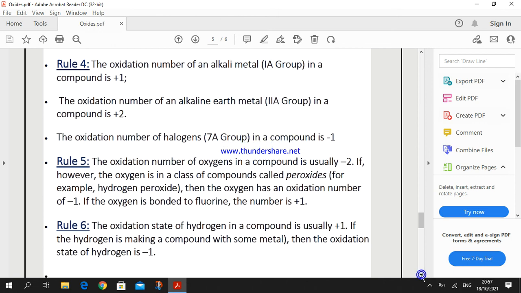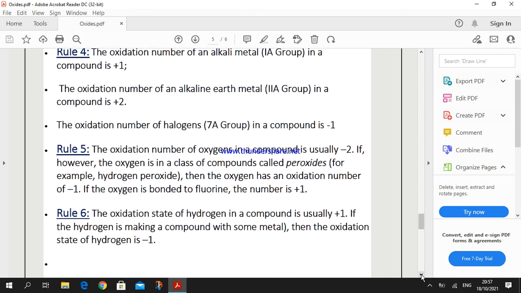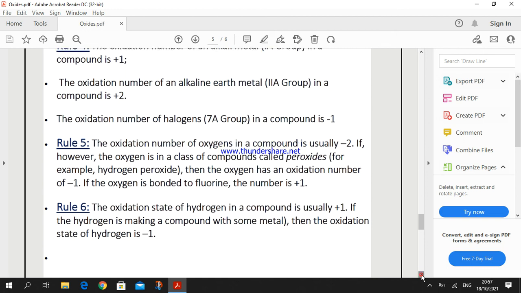Rule 6, the oxidation state of hydrogen. Hydrogen in a compound usually equals +1. Again, the oxidation state of hydrogen in most compounds equals +1. But if the hydrogen is making a compound with some metal, then the oxidation number of hydrogen changes into -1.